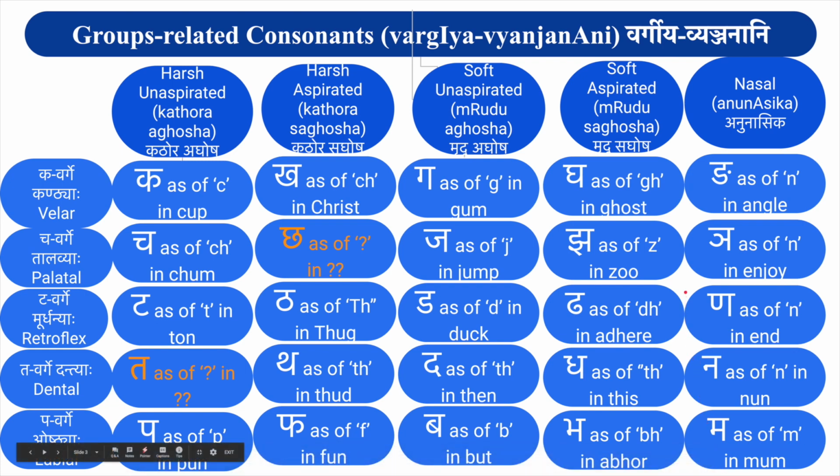Before going further, I would bring your attention to these four anunasikas, nasals. Ng, ny, n, n. In the example words which I have given, in all those examples I am mentioning ng as of n in. Y as of n in. Everywhere this phrase 'as of n in' is common. So n being common, how do these four letters become different?